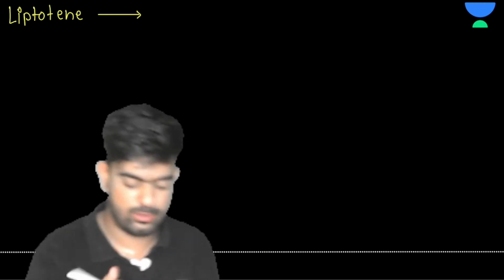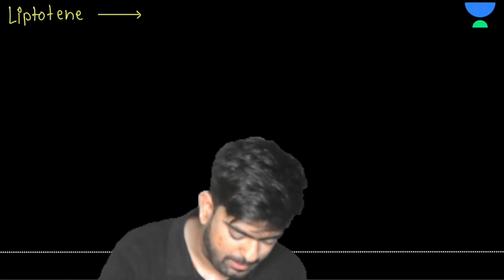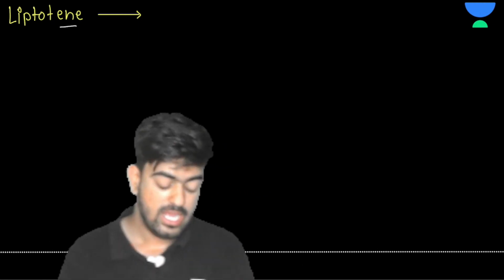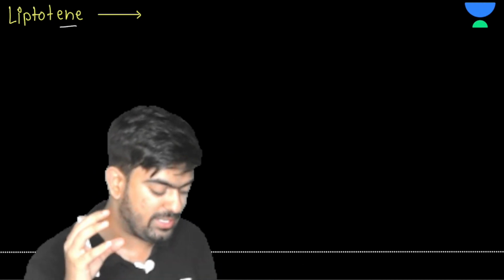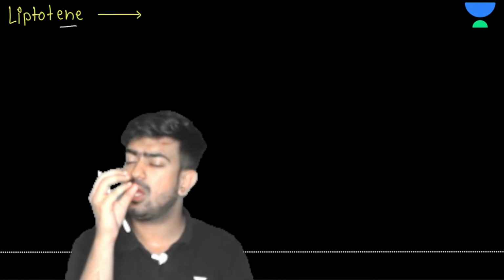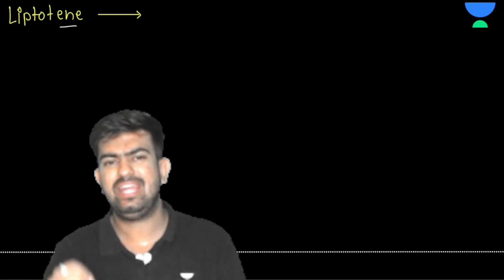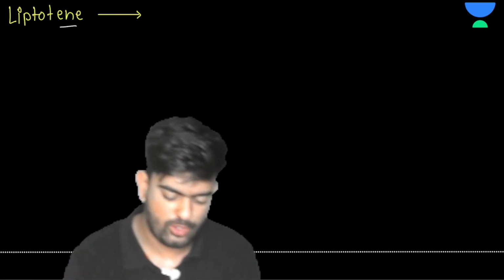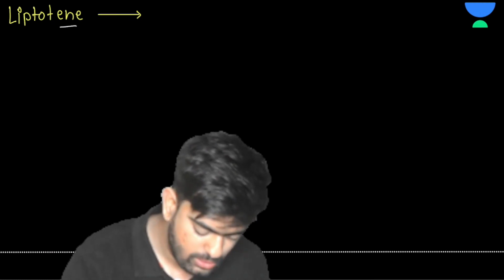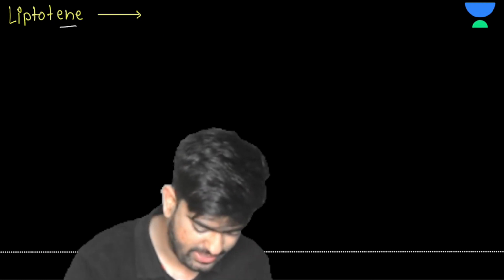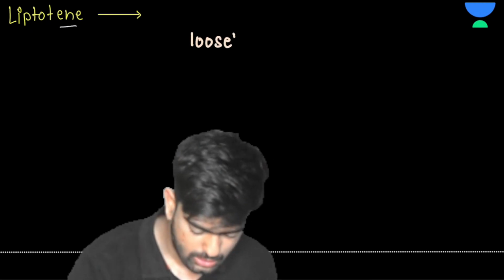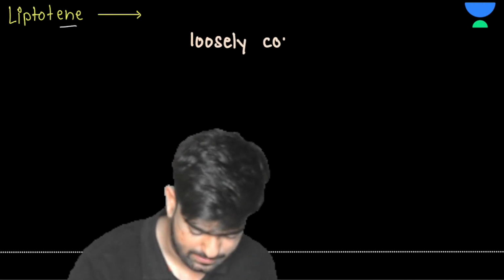Now, let's get back to the topic. We have leptotene here. What happens in leptotene, sir? In leptotene, the chromosomes are loosely condensed. It's just the starting. Chromosomes are just starting to condense. So what should I write here? They are loosely condensed. Okay, sir, we understood. They are loosely condensed.